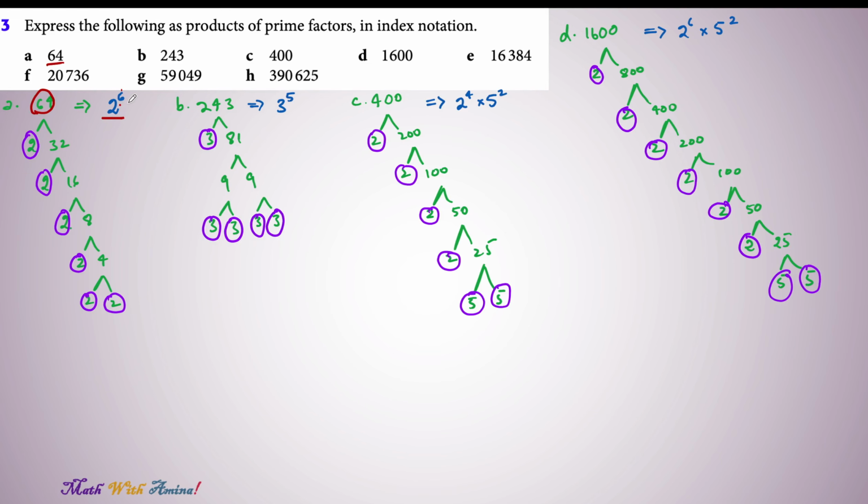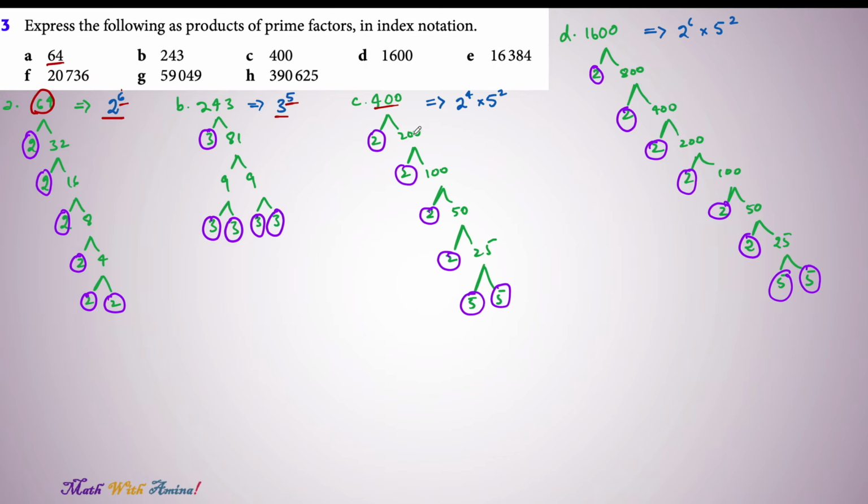Then we come to the next number, we have 243. We express this number as a product of prime factors using the tree diagram. Then we encircle the prime numbers, which is 3 in here. Once we have the prime factors, we see the number of times it is repeated. So this 3 being the prime number, it is 5 times repeated. So the base will be 3, the number that is getting multiplied, and the index would be 5 because it appears in multiplication 5 times.